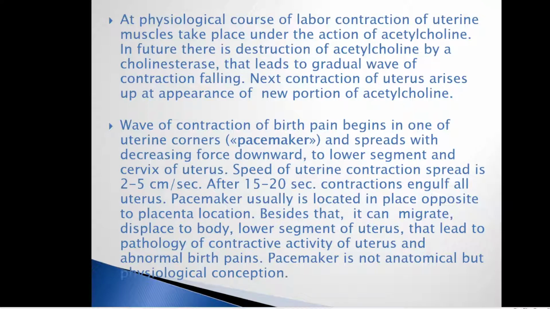Later I will show it in a picture. The speed of uterine contraction spread is 2-5 cm per second. After 15 to 20 seconds the contraction engulfs the whole uterus. The pacemaker is usually located opposite to the placenta location, most commonly. Besides that, it can migrate, displace to the body or lower segment of the uterus, which leads to pathology of contractive activity of the uterus and abnormal birth pains. The pacemaker is not an anatomical but a physiological concept.